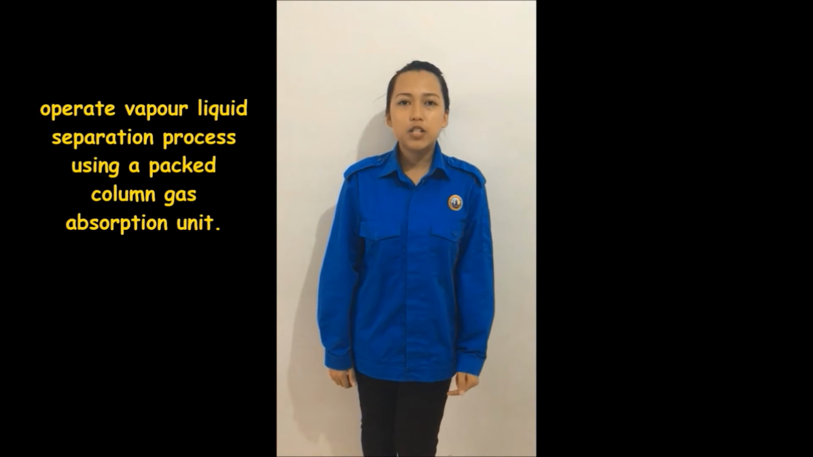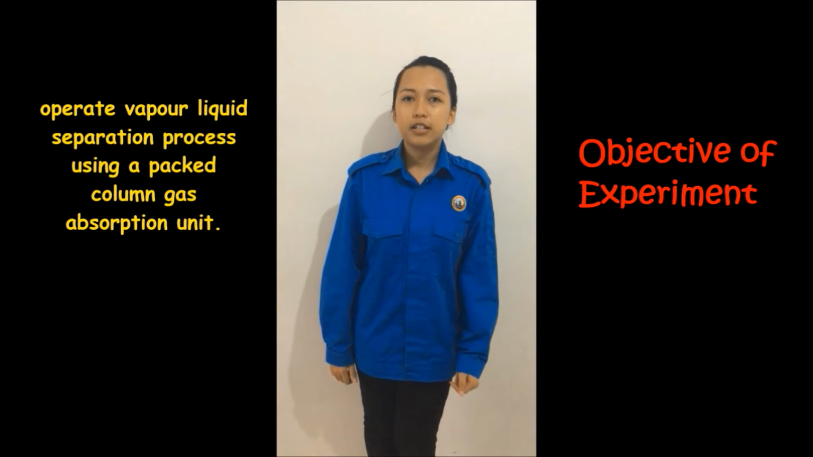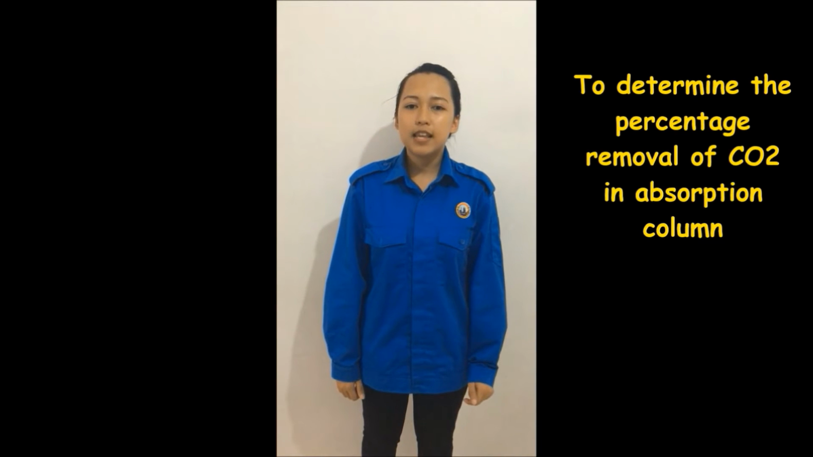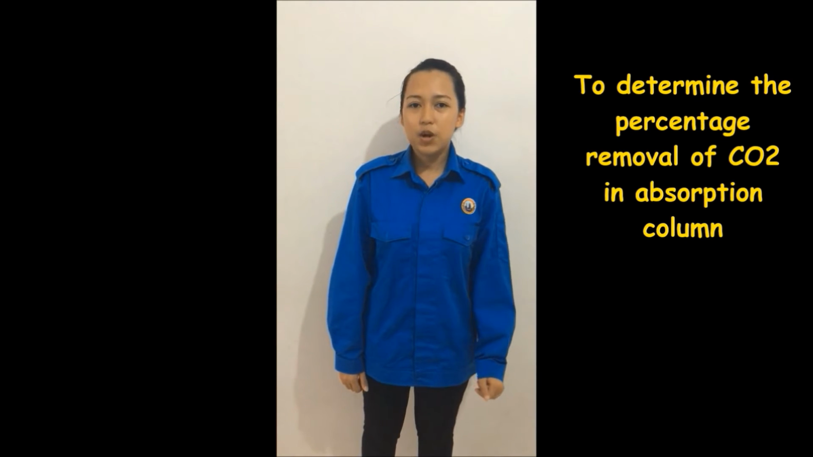In gas adsorption experiment, we will operate vapor-liquid separation process using a packed column gas adsorption unit. From this, we can determine the percentage removal of CO2 in adsorption. In this experiment, there are two types of adsorption process that take place, which is physical and chemical adsorption. The process depends on solute and solvent. In our experiment, we use water as our solvent.